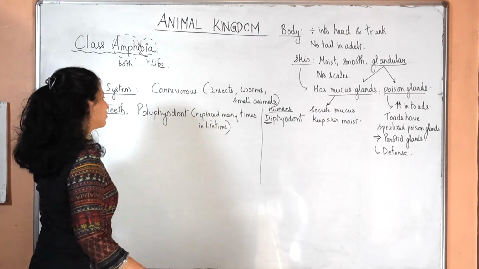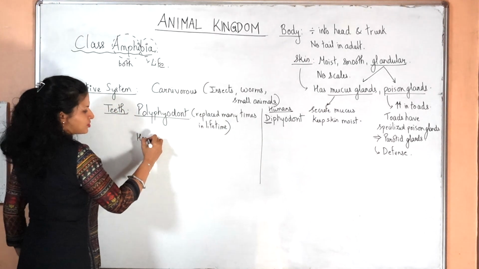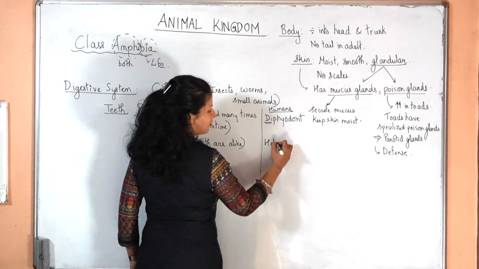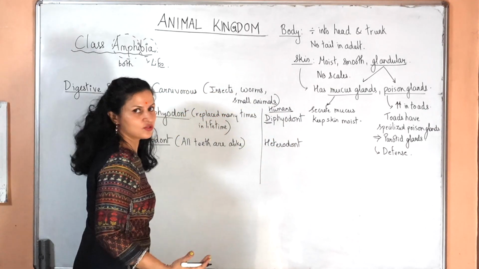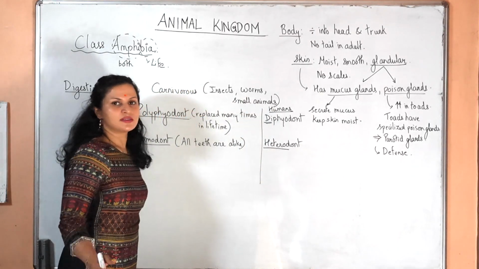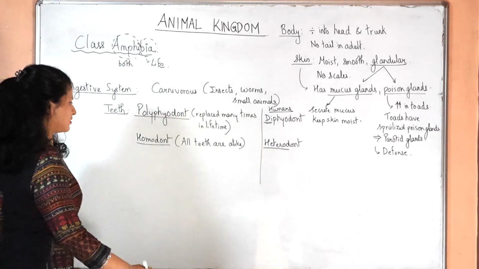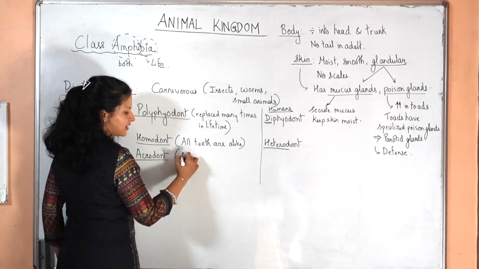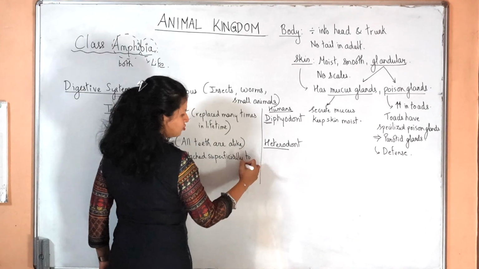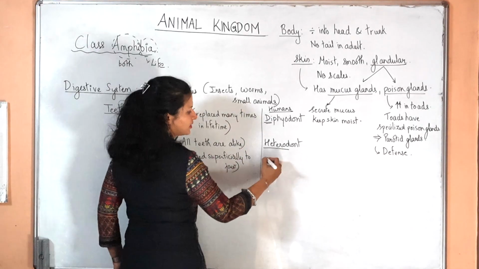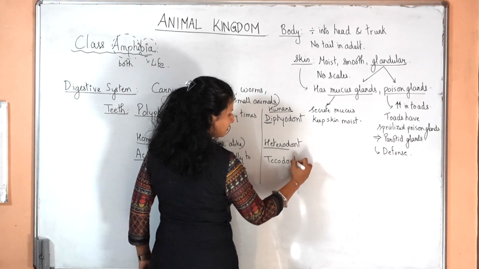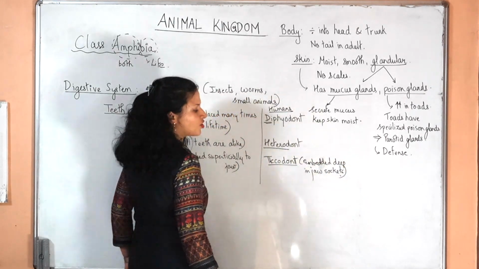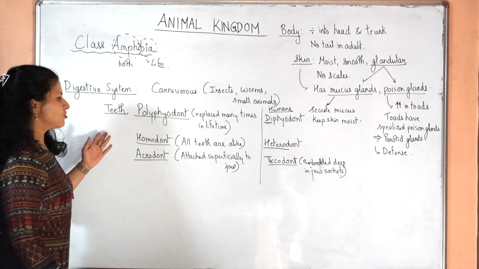Their teeth are polyphyodont. Their teeth are said to be homodont. Homodont means all teeth are alike. Our teeth are said to be heterodont. Are all our teeth alike? No, they are different. Hetero means different. Heterodont condition is seen in us. Next, their teeth are said to be acrodont. Acrodont means attached superficially to the jaw. But our teeth are said to be thecodont. Thecodont means embedded deep in jaw sockets. Our teeth are thecodont. Advanced condition. So this is how the teeth are.